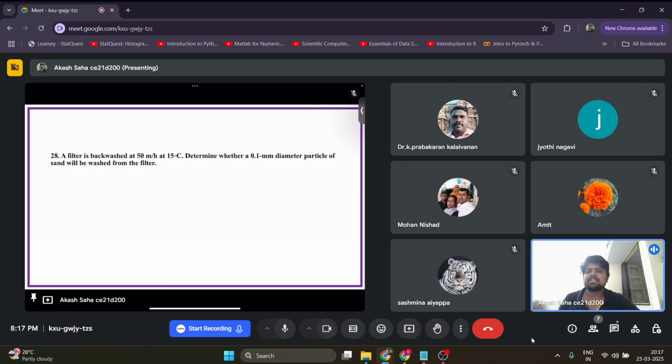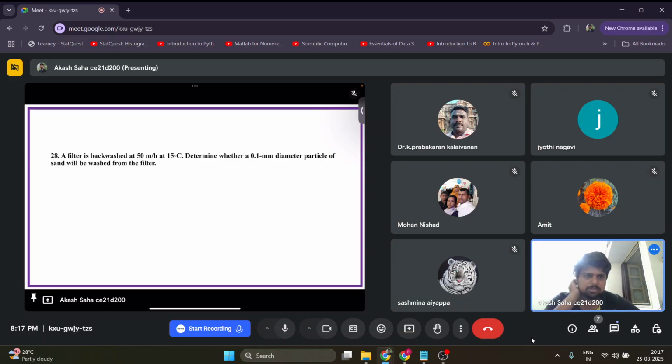It says that a filter is backwashed at 50 meter per hour. So backwash velocity is given at 15 degrees Celsius. Determine whether a 0.1 mm diameter particle of sand will be washed from the filter. So we have been given the backwash velocity only, and we have to check whether a particle of diameter 0.1 mm will be retained or washed away from the filter. Not much values are given, so we have to consider the general things like the density of water or density of solids. We will just take it as general things and then try to solve the problem.